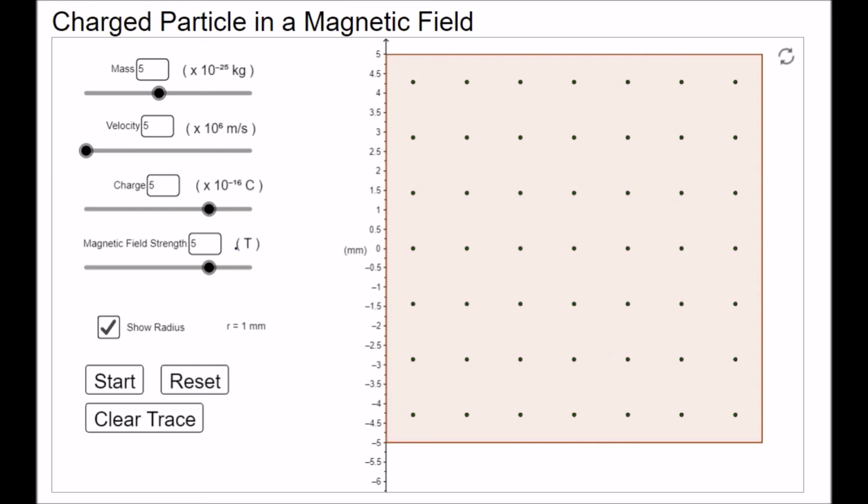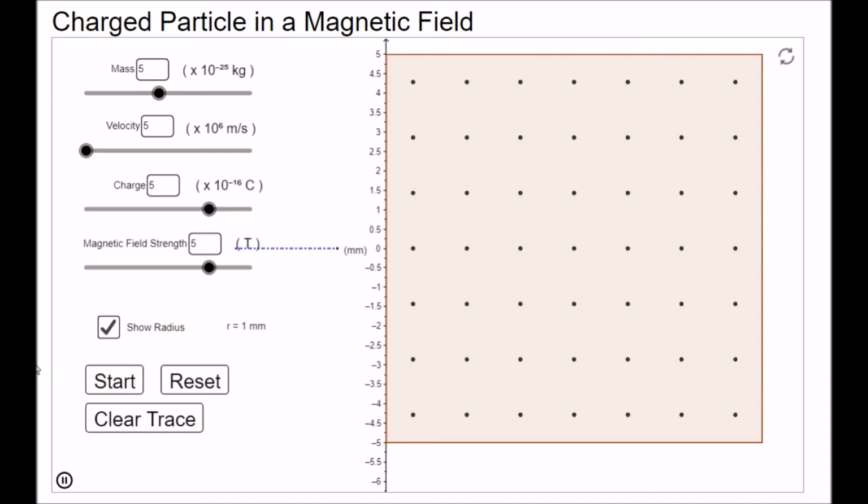We already know that in order for the charged particle to experience a magnetic force, it must be moving and it must be perpendicular, or it can't be parallel. The motion cannot be parallel to the magnetic field as it moves. So let's try and change the charge and the magnetic field strength and see what outcome we get.